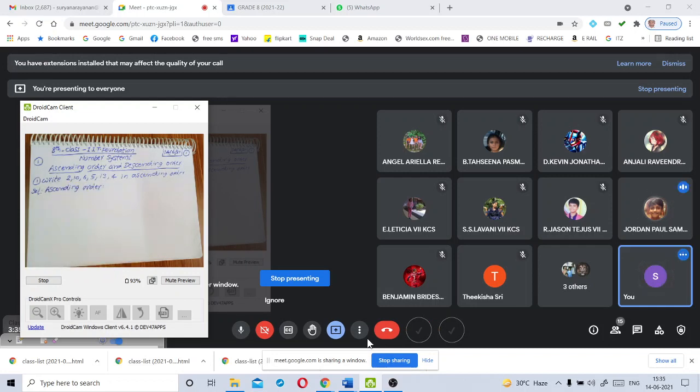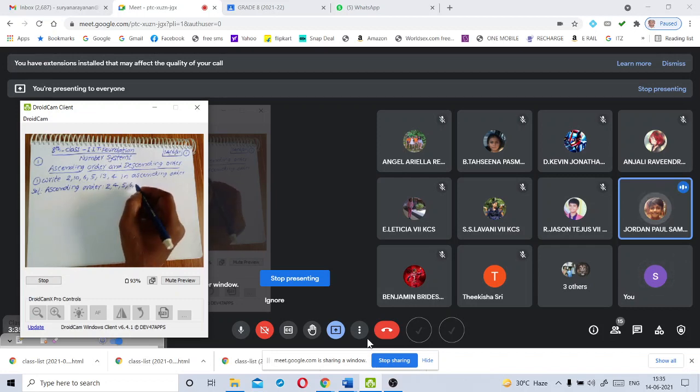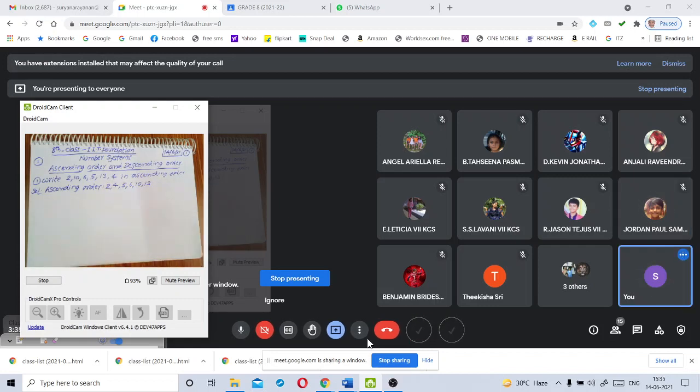Yes, sir. The first number is 2, then 4, then 5, then 6, then 10, and then last number is 13. Very good, my dear Jordan. Okay, my dear children. He wrote the given numbers in the ascending order.